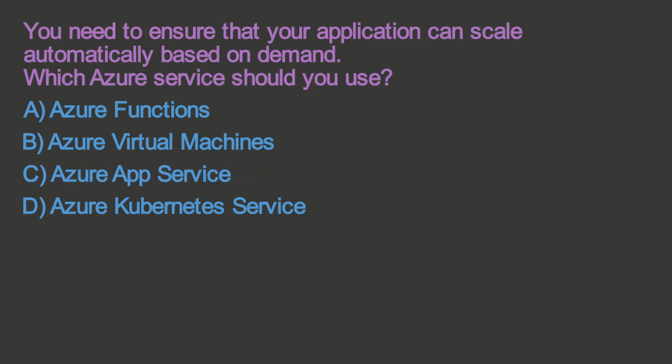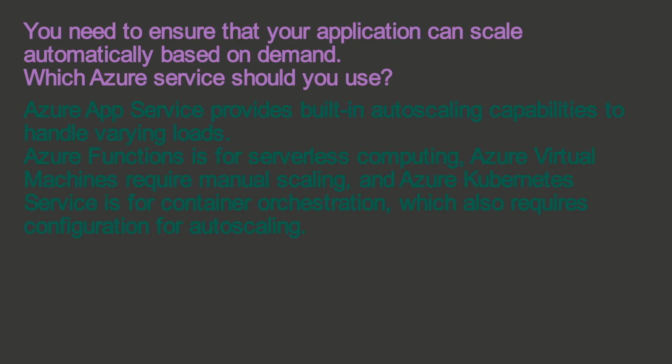Azure App Service. Azure App Service provides built-in auto-scaling capabilities to handle varying loads. Azure Functions is for serverless computing, Azure Virtual Machines require manual scaling, and Azure Kubernetes Service is for container orchestration, which also requires configuration for auto-scaling.